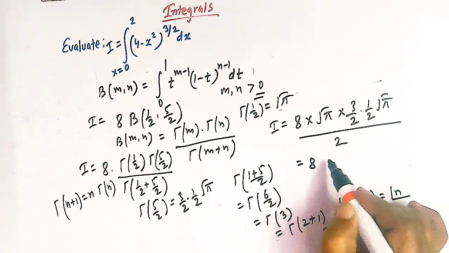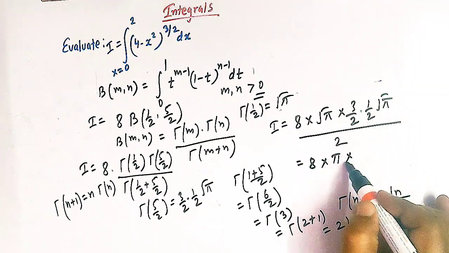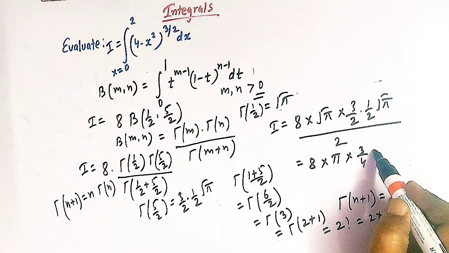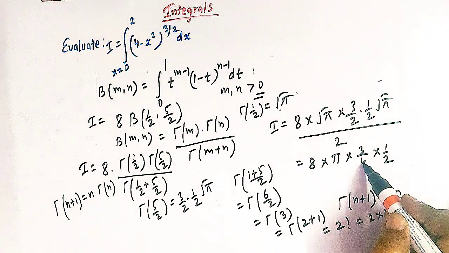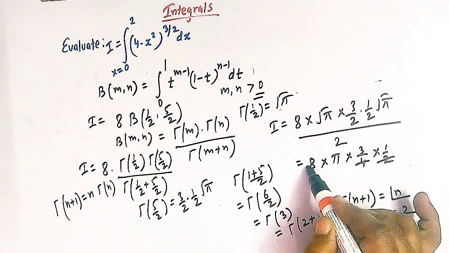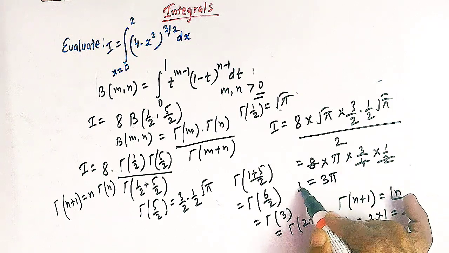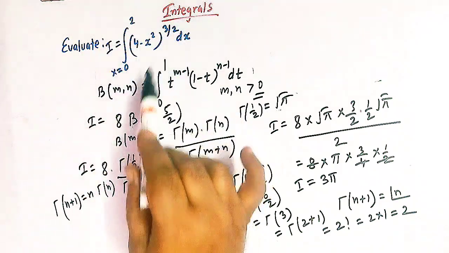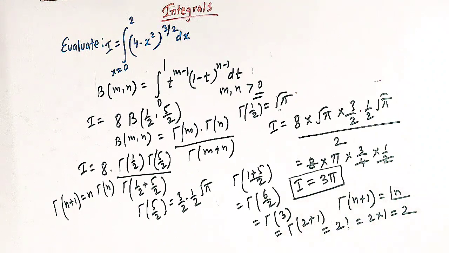So now we have 8 times square root of pi times square root of pi, which is pi. Here we have 3 over 4, and here we have 2, so we can write it as 1 over 2. 4 times 2 is 8, so 8 and 8 get cancelled, and we are left with only 3 times pi. So viewers, the value of this integral is 3 pi. This is how, by making use of the concept of beta gamma functions, we can evaluate these kinds of integrals.